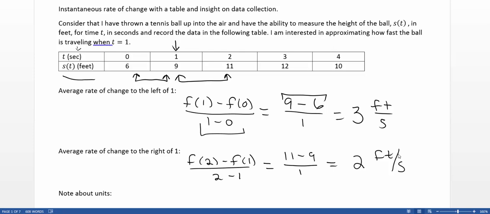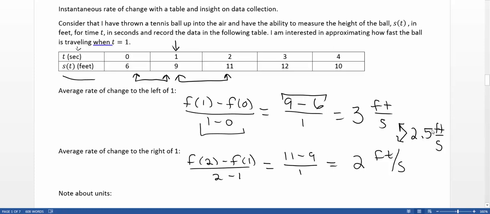Since I can't make that any better, my best guess is going to be to average these two numbers together. So that means I'm going to add 3 plus 2 and then divide by 2. So my best guess for the instantaneous rate of change is 2.5 feet per second. So again, this is an approximation.